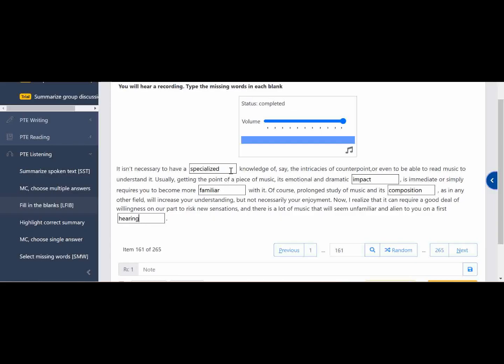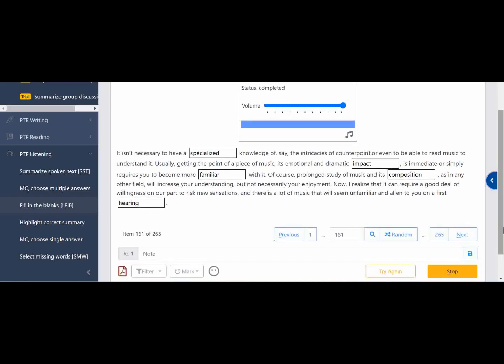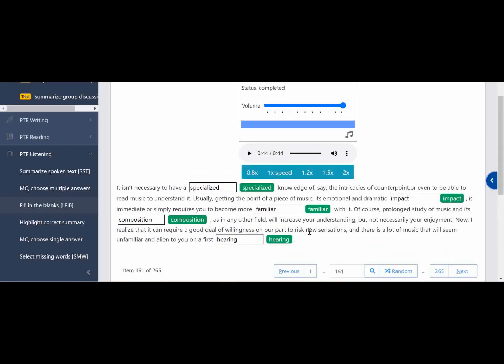So first one is specialized. Have, with have we use the third form of the verb. Then dramatic impact, more familiar with it, its composition, and last one is the hearing. So let's check the answers first. Specialized, impact, familiar, composition, and the hearing.